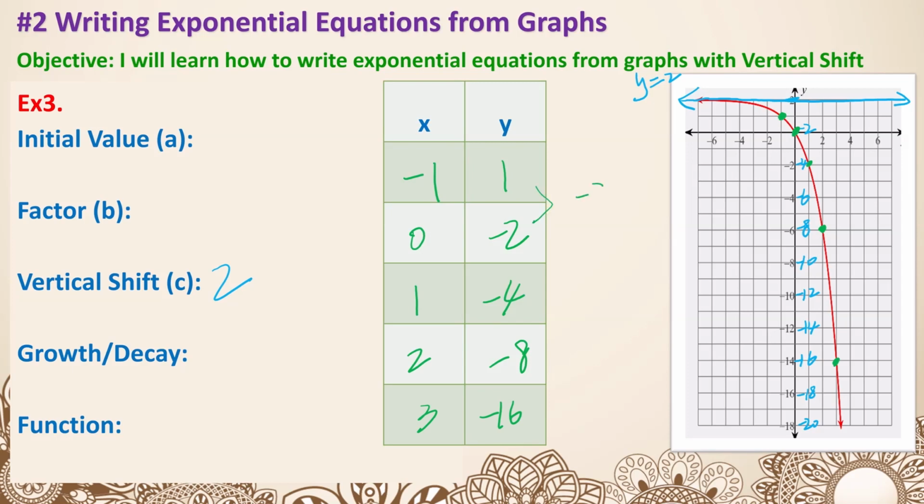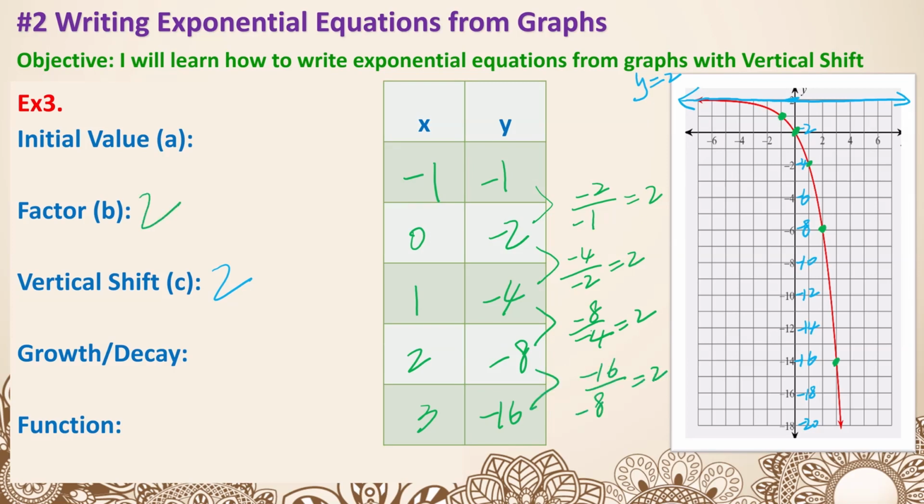You can check -2 over 1, which is well, actually, that's at -1. Sorry, over what? -1, that's a 2. -4 over -2, that's also a 2. -8 over -4, that's also a 2. -16 over -8, that is also a 2.